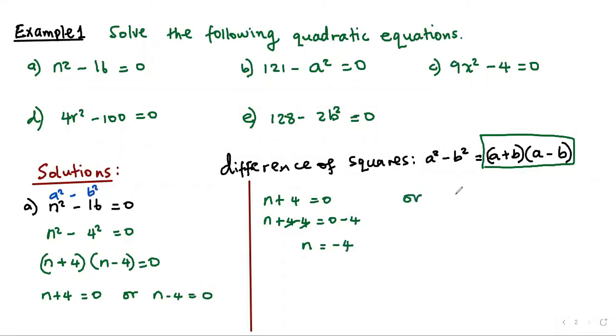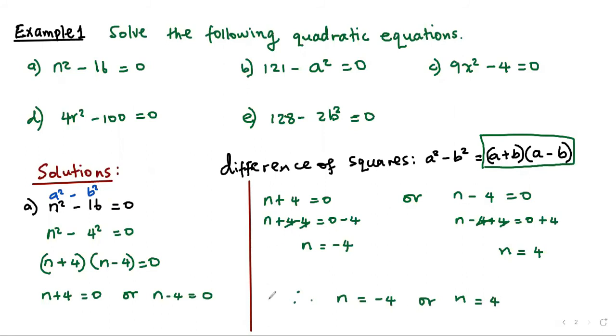And if we have n minus 4 equals 0, it means that we have n minus 4 plus 4 equals 0 plus 4. And this is a 0. So n equals 4. So the solutions to our equation are that n is equal to -4, or n is equal to 4. Do you understand that? Yes. Okay.